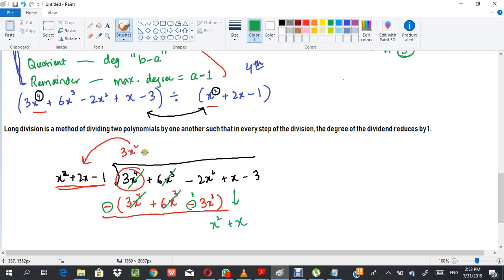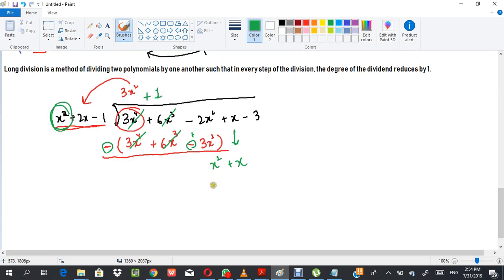Now I don't have any term in x cubed, so I'll just move to this term. Now since I have a quadratic term here, the next step of the long division should reduce it to a linear term. And how can that be done? If I multiply this x squared by 1, I'm going to get x squared, add 2x, take away 1. If I subtract, this goes away, this becomes negative x and this becomes negative 1.